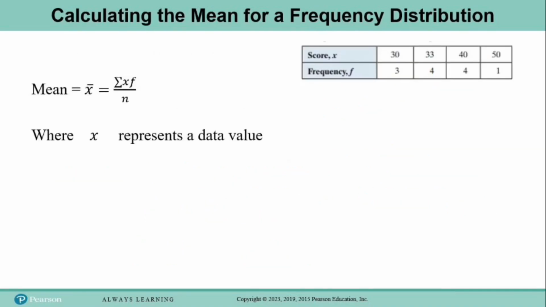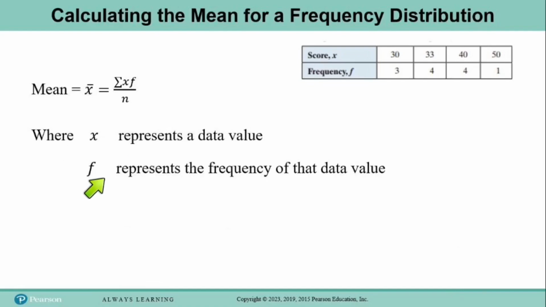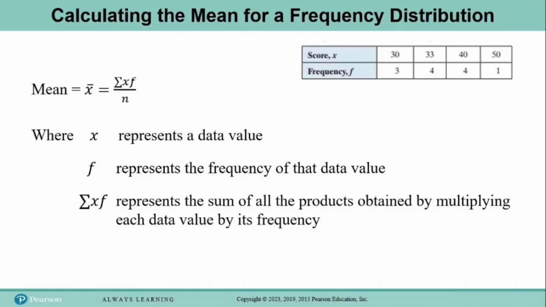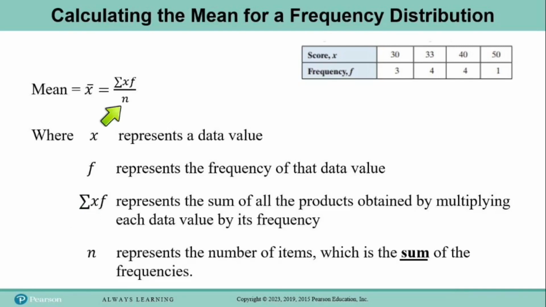Okay, so we know that the x represents each individual data value, and we know that the f represents the frequency of that data value. And so sigma xf means we take each data value and multiply it by its frequency, and then we take each of those products and we add them all together. So the sum of all the x times f's, and then whatever that sum is, we divide by n.